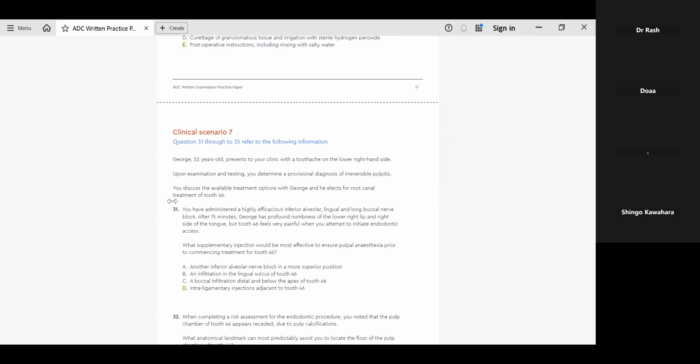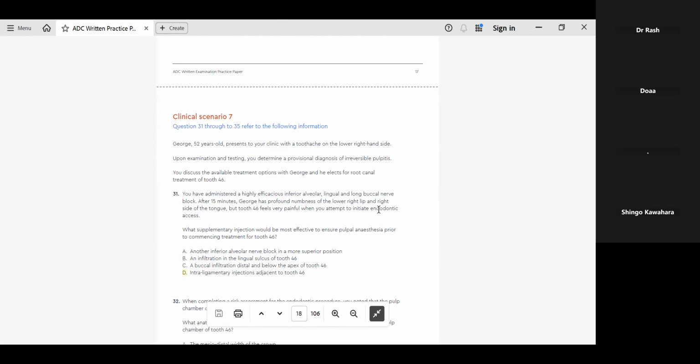All right. We have the next case. Georgia, 52 years old, toothache, lower right hand side. You have a provisional diagnosis of IP, irreversible pulpitis. He elects for root canal treatment for 4/6. You administered a highly efficacious inferior alveolar, lingual block, and long buccal nerve block. After 15 minutes, the block is not effective. Supplemental injection technique: intraligamental injection technique adjacent to tooth 4/6, as already discussed so many times. That's a supplemental injection technique, right?